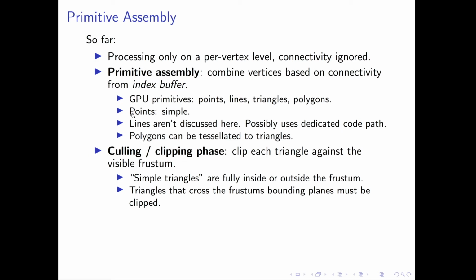Again, those primitive points and lines are actually pretty simple, and potentially those also go through different functional units and different execution modes than the polygons that we'll discuss. But we will focus on polygons, and in particular on triangles, because when we have polygons, we can just tessellate them into triangles, and in all likelihood this is also what the GPU does. So on the one hand, during primitive assembly, we use the index buffer to reproduce the connectivity of the vertex stream. And on the other hand, we also perform culling and clipping.